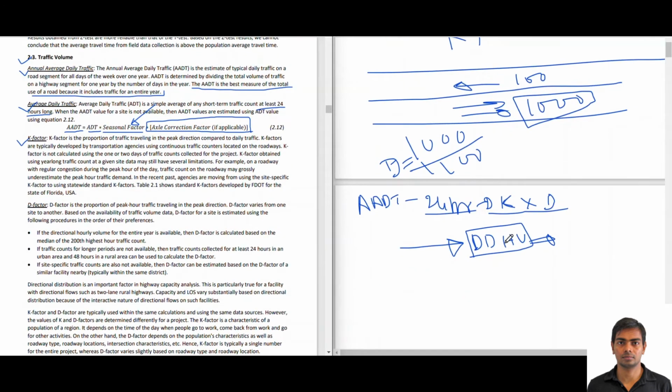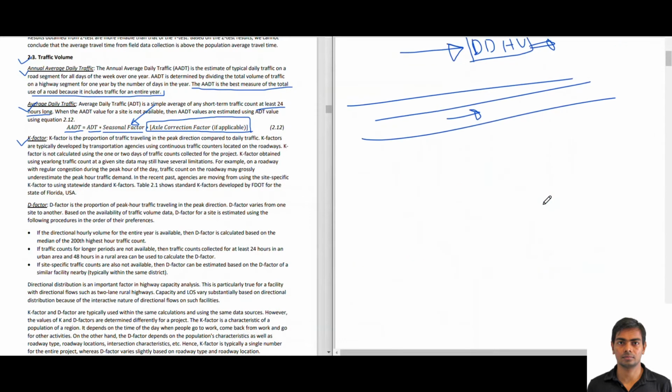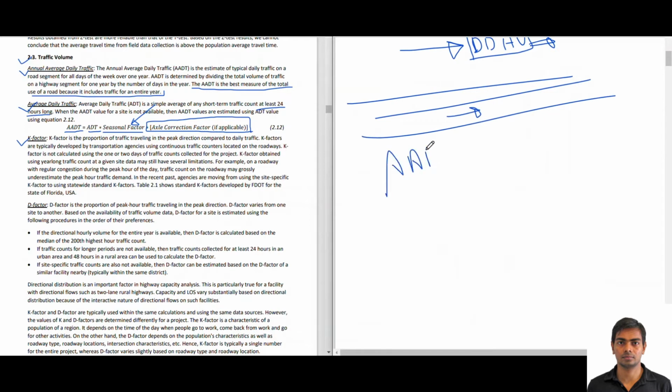To get the design hour volumes, we can either go and collect the hourly counts in the peak direction and calculate it directly, or, most of the time, if we are working with planning studies, all the information we usually have is ADT, K factor and D factor. So once we have this information, we can multiply them to calculate the hourly volume for the peak direction, peak hour, the DDHV, and based on this number our level of service will be defined.